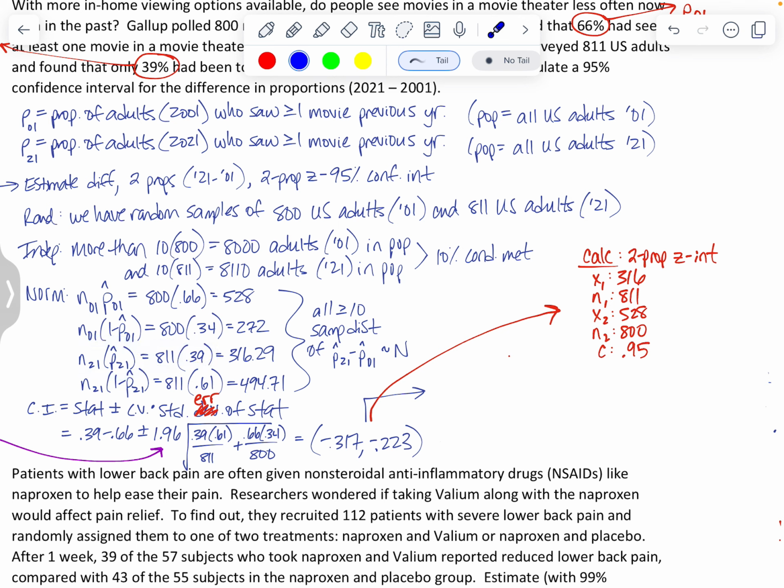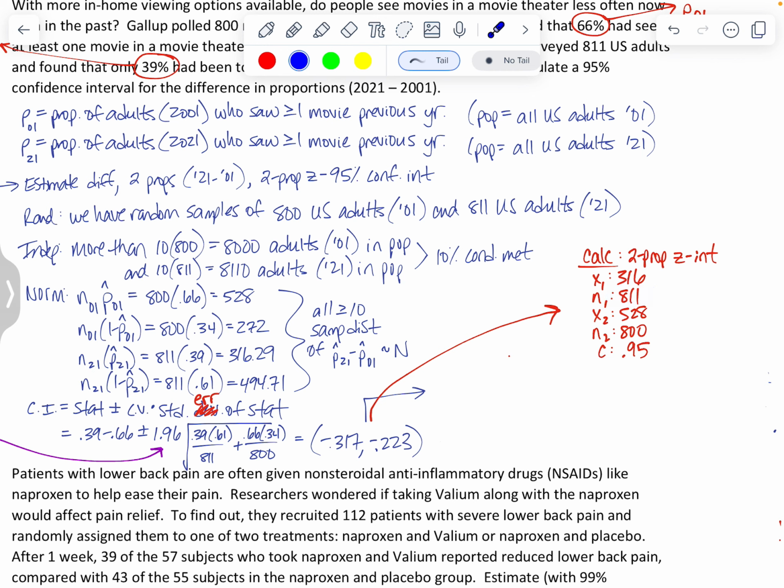Like mathematically, how do we figure that number out? It's this number. Your calculator will not like it if you put a decimal there because it's asking for a whole number of people. We were only given proportions in the problem, so we need to know how many people in the sample said, yes, I went to a movie. How do you find that? It's in your conditions. It's the sample size times the proportion that said, yes, I went to a movie. That tells us that 316 people in 2021 said, yes, I went to a movie in the last year. Okay, our sample size is 811.